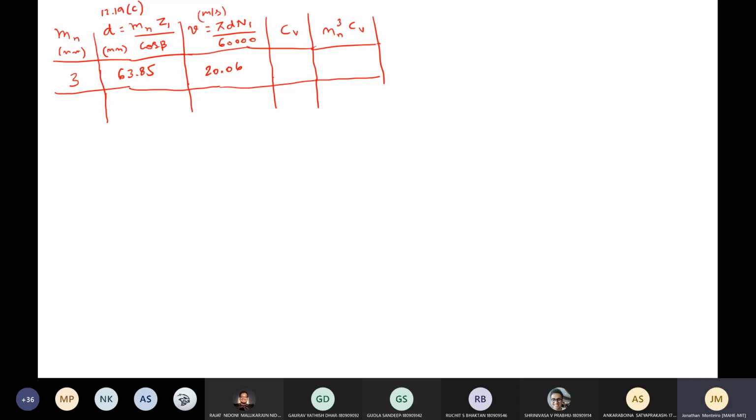Separate tables are available for velocity factors. Remember, you cannot use the same velocity factor tables as you use for spur gears. Spur gear set is different, helical gear set is different. So here the series of equations start from 12.25, from A to E, page number 214.